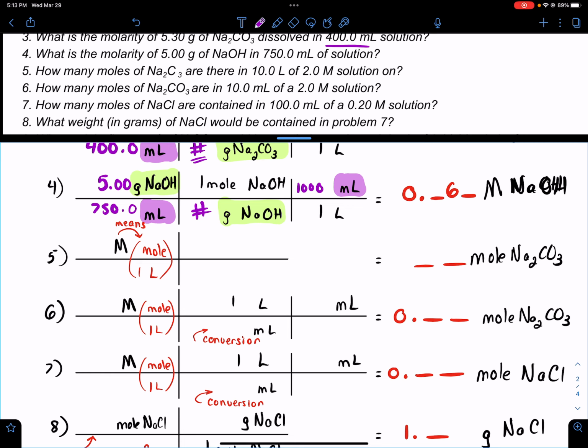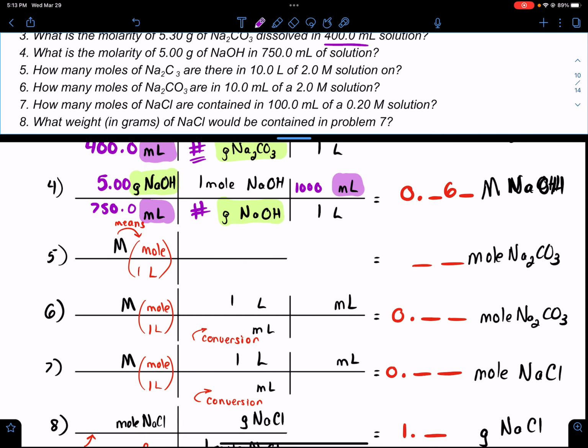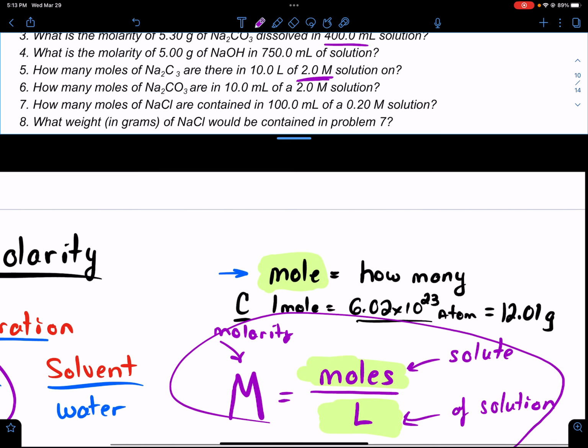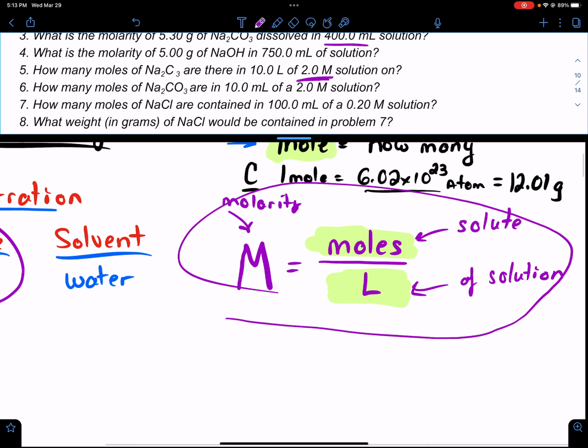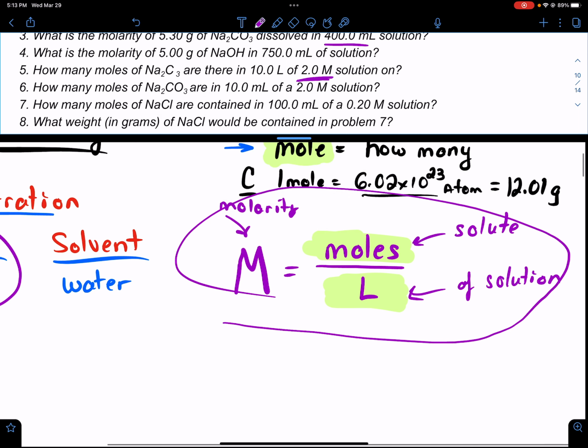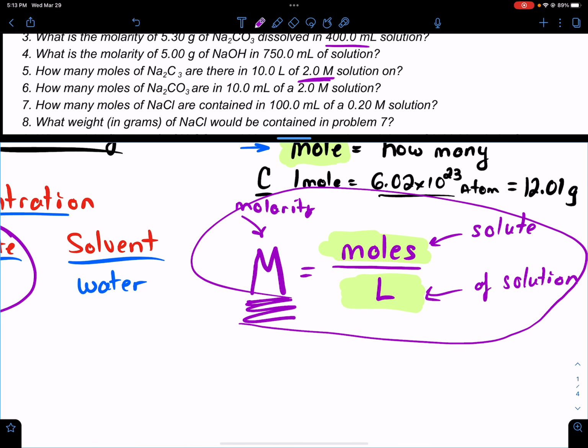Here, we're going to start with something just a little different. See, here they give you the 2 molar solution. All right, now remember that capital M. What does that capital M represent? The capital M right here, that represents this quantity. All right, so keep that in mind. Capital M represents moles over liters.